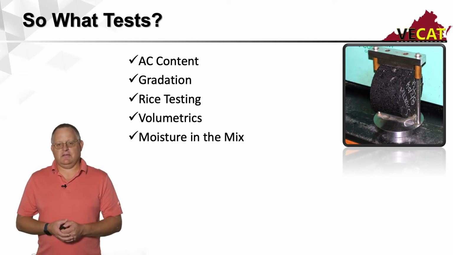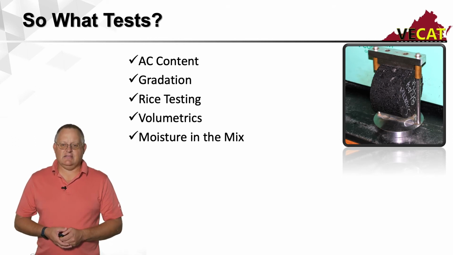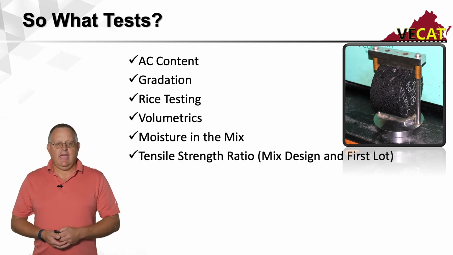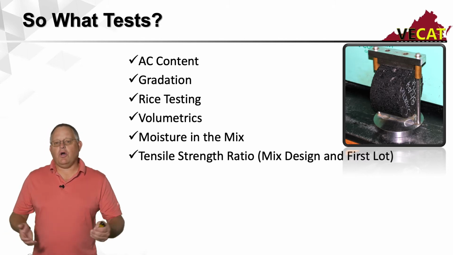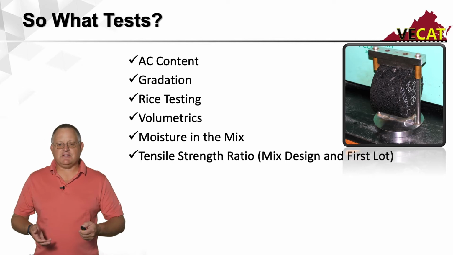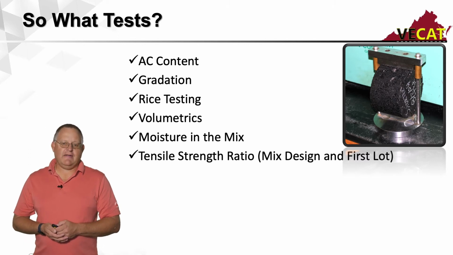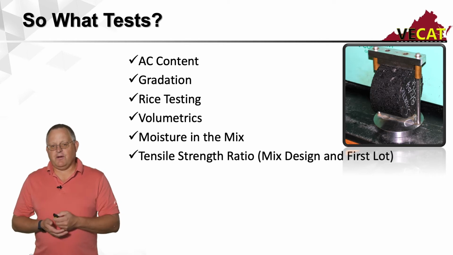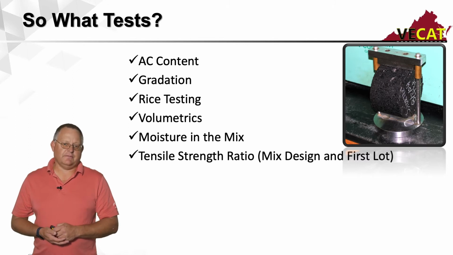How much moisture is in the mix? It's not a complicated test, but you need to be able to do the math to say the mix has 2%, 3%, 0.5% moisture in it. And you also have to do tensile strength ratio. While we don't do it throughout the whole production of the project or for that mix for a season, we do need to make sure that we can do it during mix design and within that first lot, to make sure that we have the strength, really in terms of anti-strip, that when we compress that material and do the tensile strength, it's at least 80% or higher.